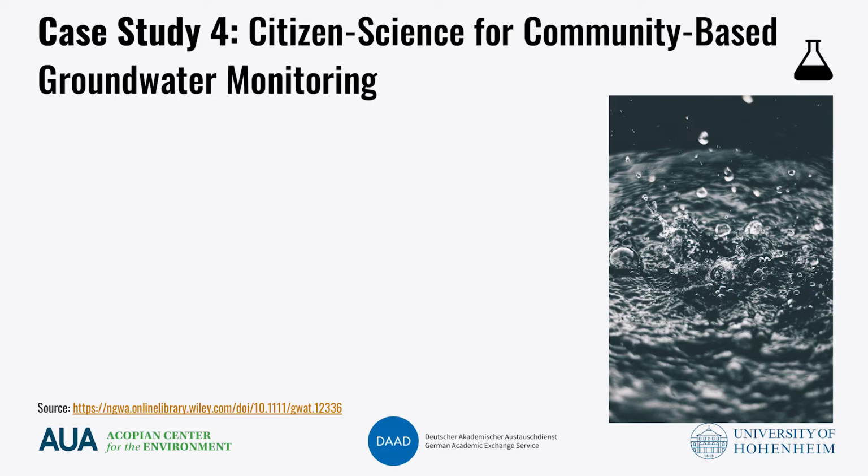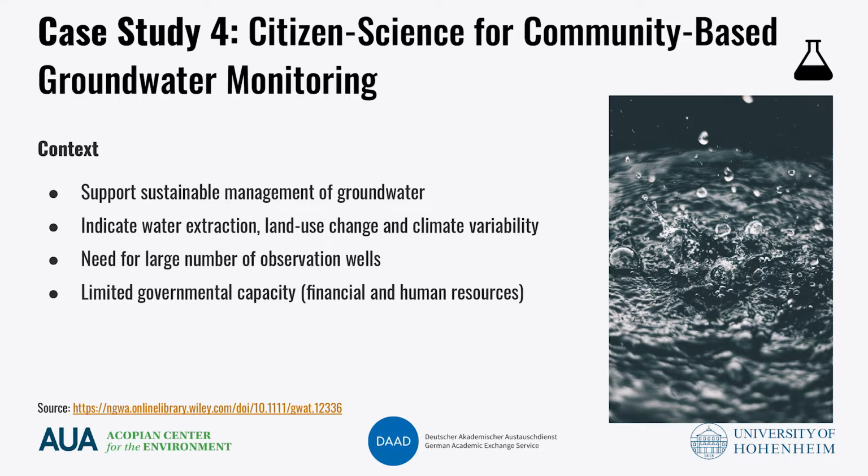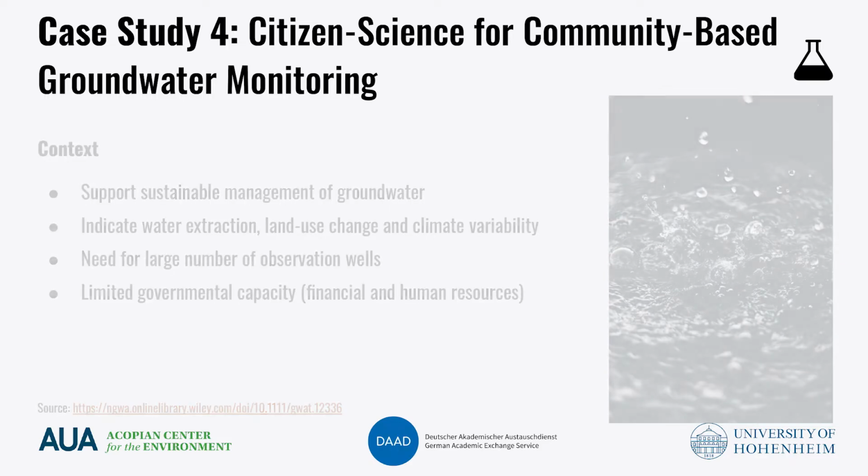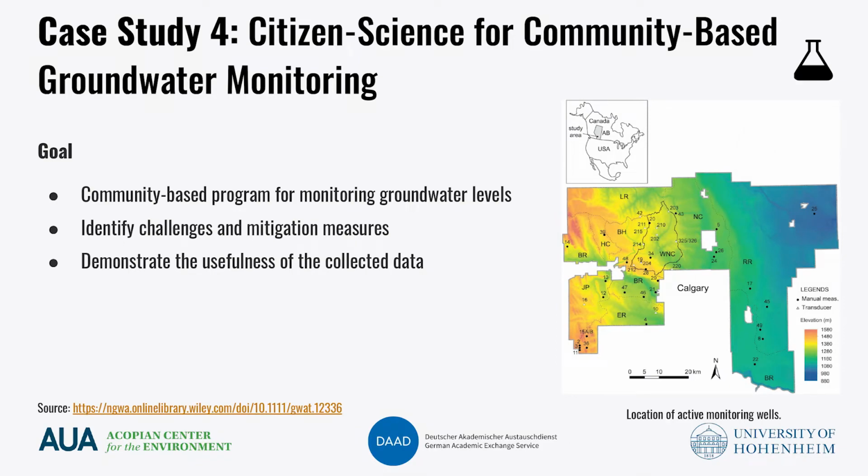Monitoring of aquifer water levels supports sustainable management of groundwater and can indicate effects of water extraction, land use change and climate variability. These aquifers often have high spatial heterogeneity and require a large number of observation wells, a costly and labor-intensive undertaking. The goal of the Citizen Science for Community-Based Groundwater Monitoring project was to establish a large-scale water level monitoring network of private water supply wells in Alberta, Canada. The Citizen Science project aimed to highlight challenges and propose mitigation measures based on the collected data.